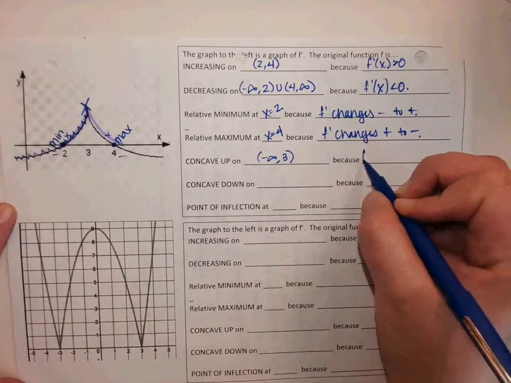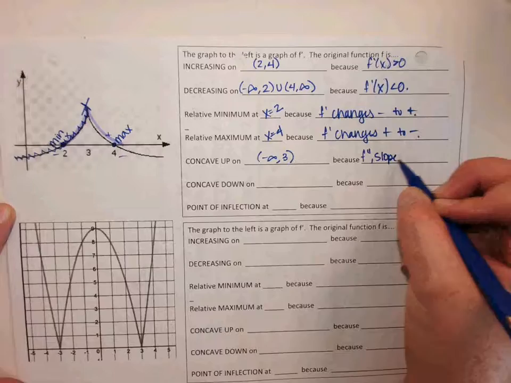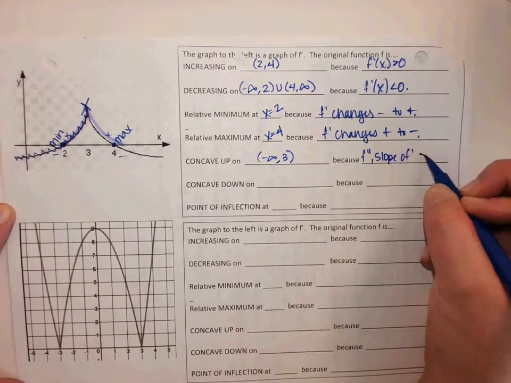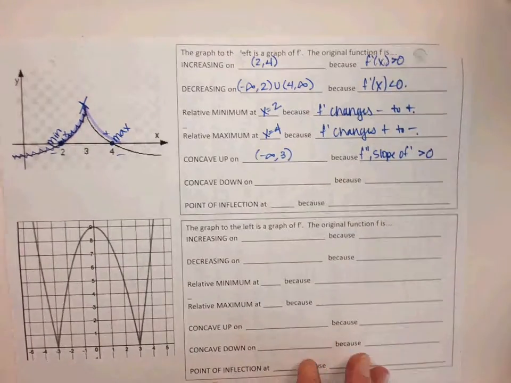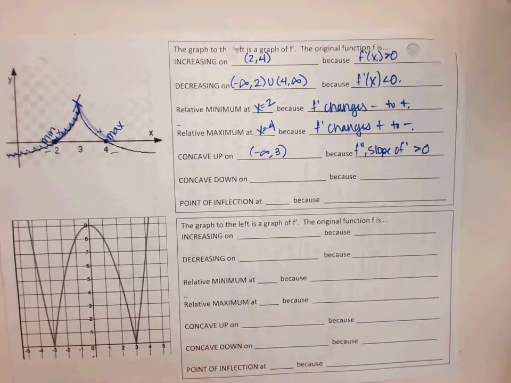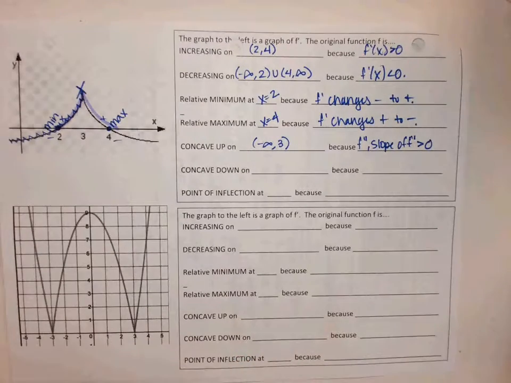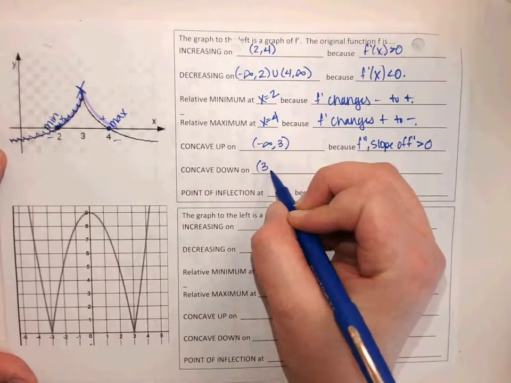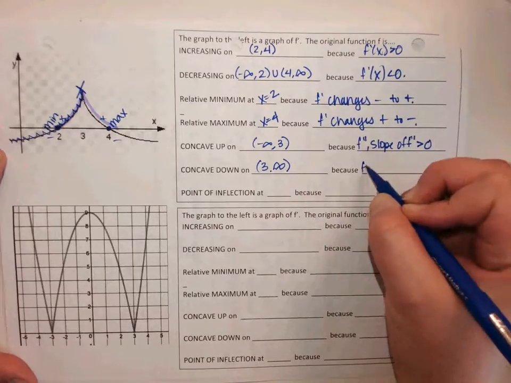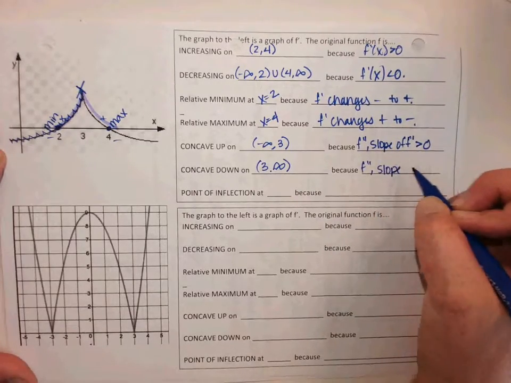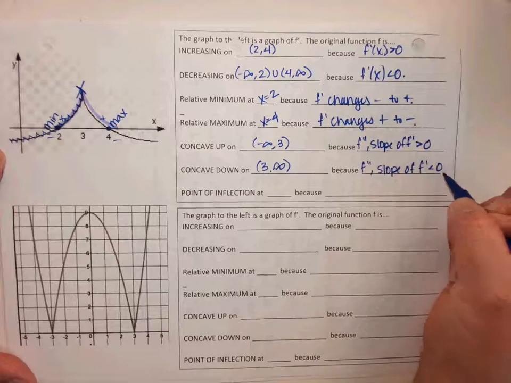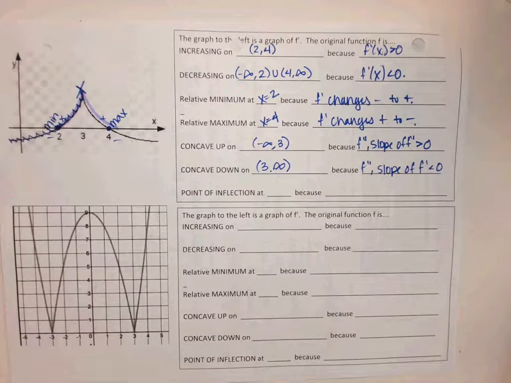Because f double prime, the slope of f prime, is greater than 0. Then concave down would be less than 0. Yep. 3 to infinity would be concave down, because f double prime, the slope of f prime, is less than 0. Point of inflection. Did my concavity change? At 3. And you don't have to put the because, you can see it on the other two examples.